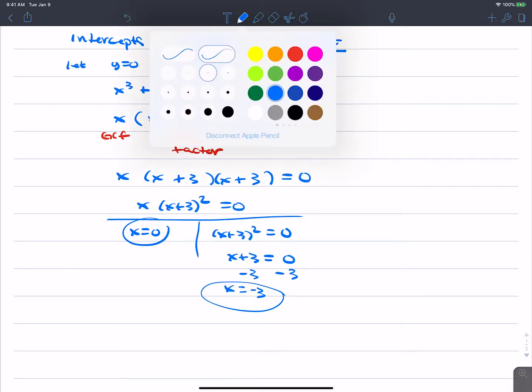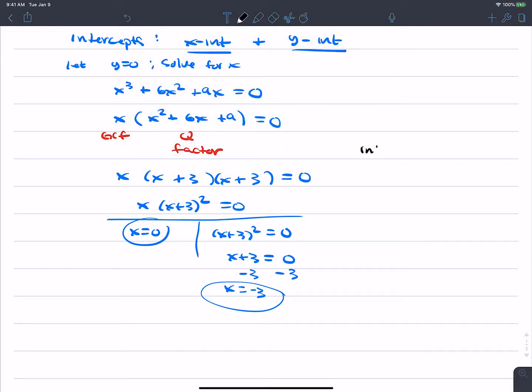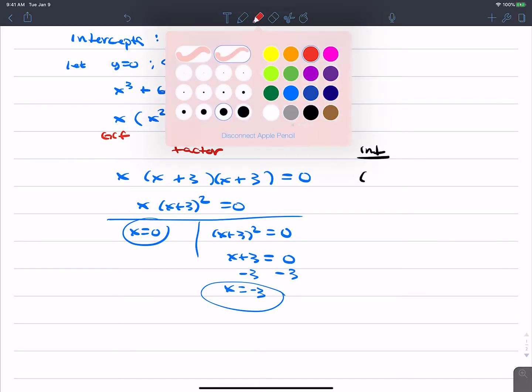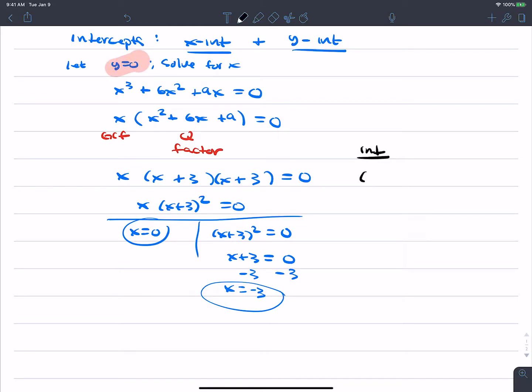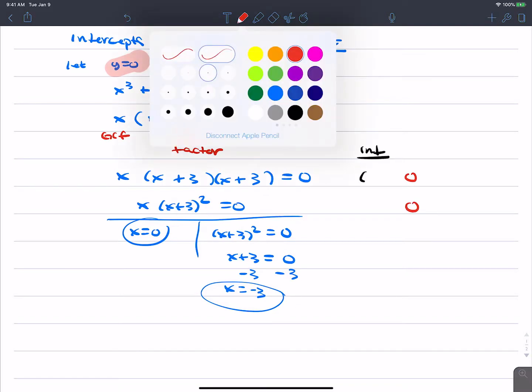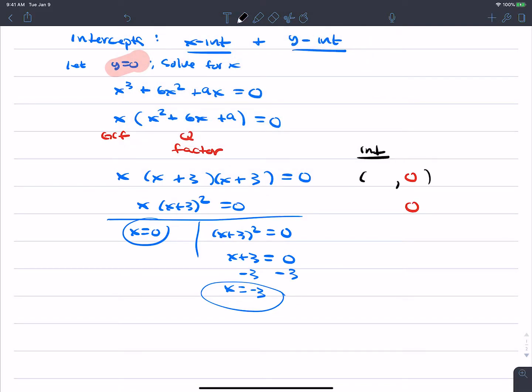So formally, we may want to write this down. The x-intercept location is at, go back over here. See how we said this? We said let y be 0, right? Let's put that in red. Let y be 0. What that means is my y coordinate value is always 0. And we need to find the x coordinates, and we just did. What's the first x coordinate? 0. What's the next one? -3. These are the x-intercepts.